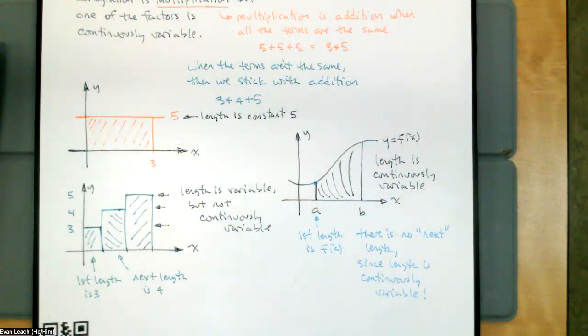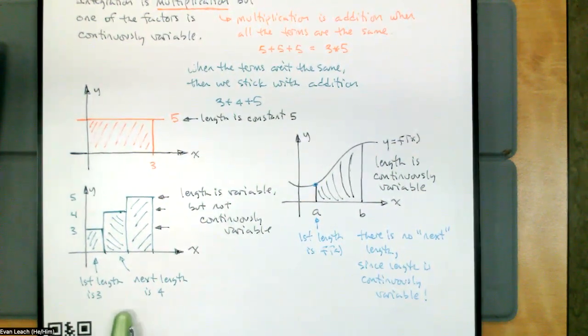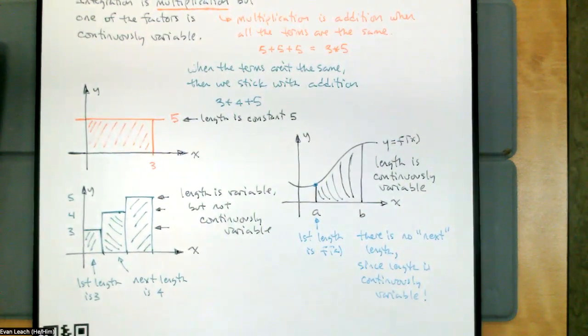So that's the setup. That's the idea. This is the thinking behind integration. Integration is multiplication, but one of the factors is continuously variable. This means that integration is addition, but it's going to be some weird addition because there's nowhere to put the plus sign. In this example, there's a place to put the plus sign, nowhere to put the plus sign.